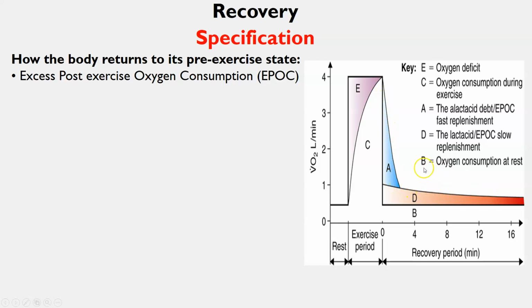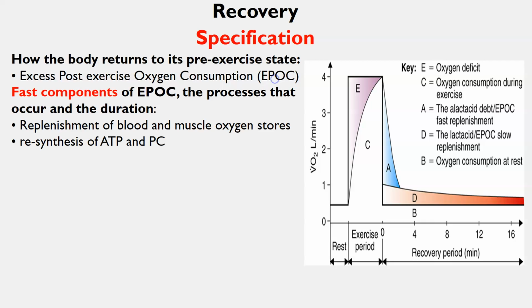Now there's two parts to EPOC. We've got the first and fast component, which is A here, also known as the alactacid part of EPOC, and then we also have the second and slow component of EPOC, which is the lactacid component of EPOC. So first of all, first and fast component A, second and slow component D here. And as you can see, it goes on for a longer period of time than the first rapid decrease that takes place here. So EPOC is the excess post-exercise oxygen consumption.